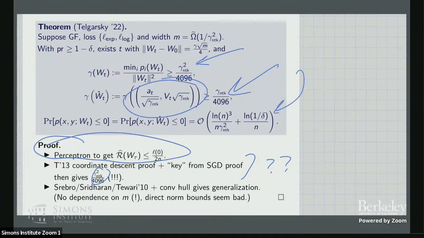And then for the generalization, I do something I think is very pretty. There's a generalization bound due to Nati Srebro, Karthik Sridharan from Cornell, and Ambuj Tewari at Michigan from 2010. They have a Rademacher complexity bound that looks like 1 over n. It's not 1 over root n, it's 1 over n. Why do I care? I wanted the same bound for SGD and gradient flow.